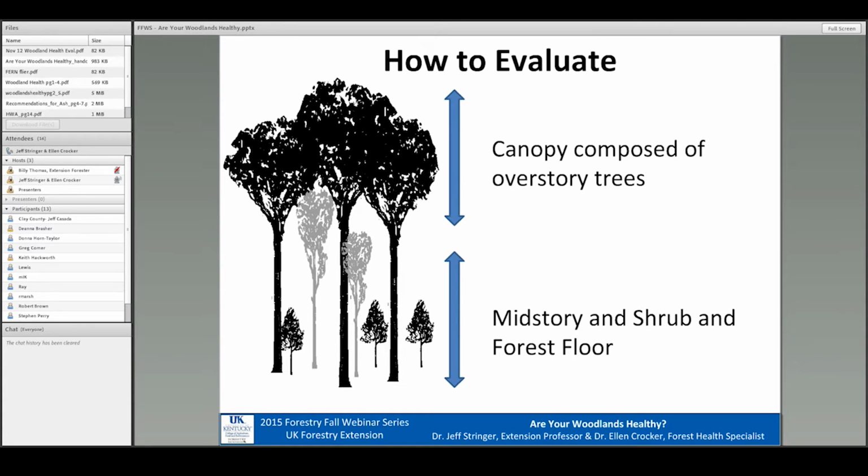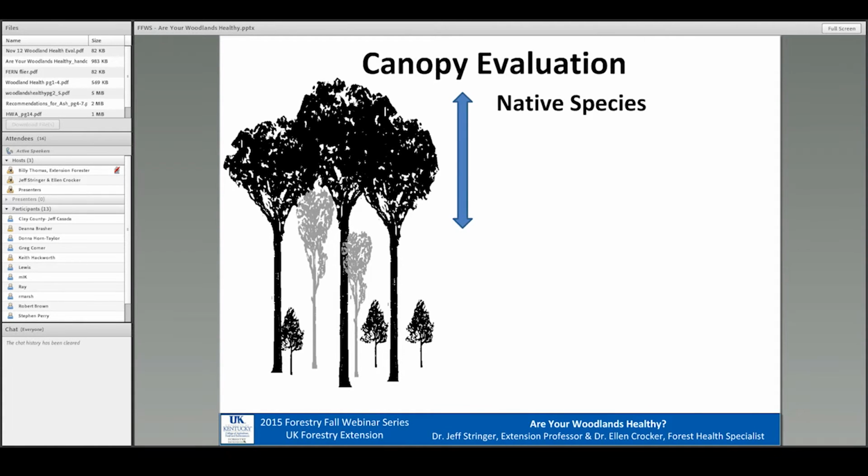Okay, so first of all, the question would be, does your overstory have native species or not? Now, most everybody's overstory does.